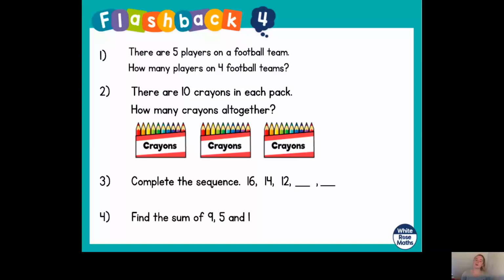Number 4, find the sum of 9, 5 and 1. So we did a question that was similar to this the other day. Can you remember what we did to make it easier for ourselves? Okay, so pause the video now and have a go at your flashback.